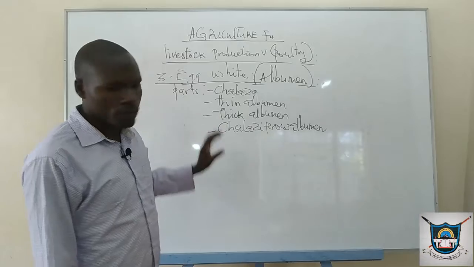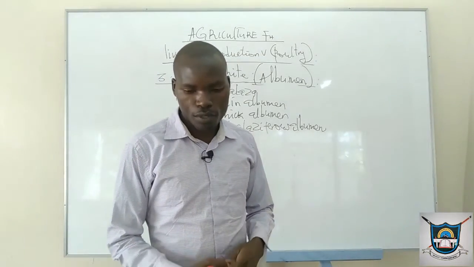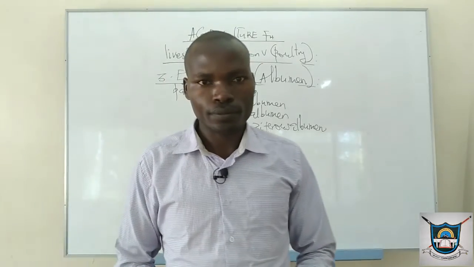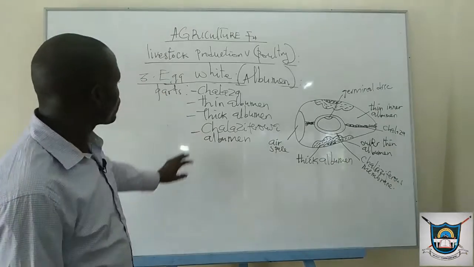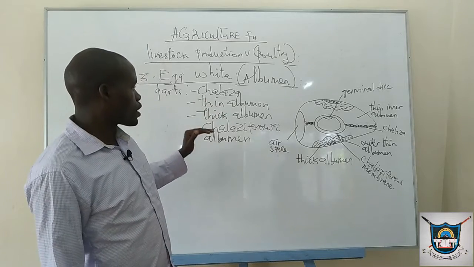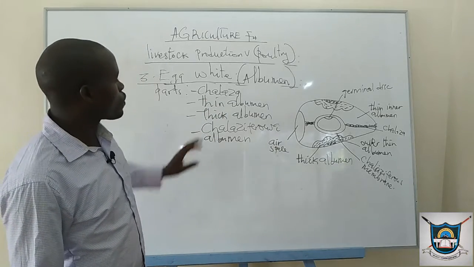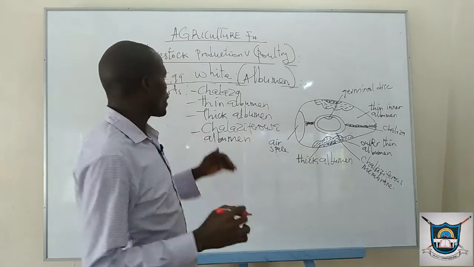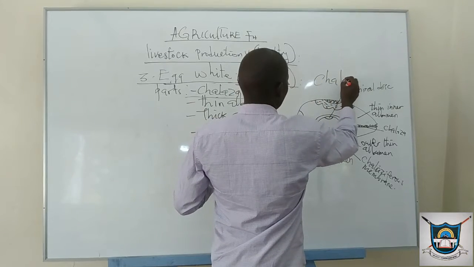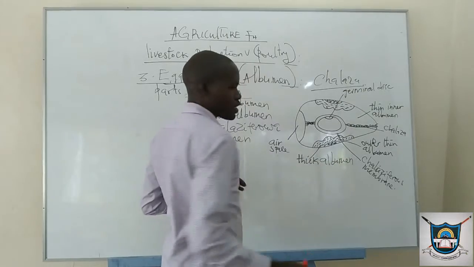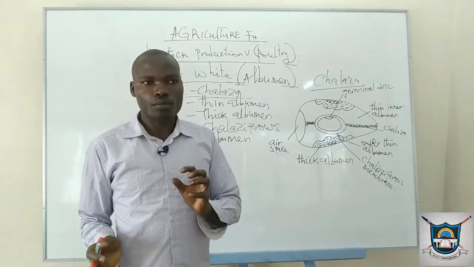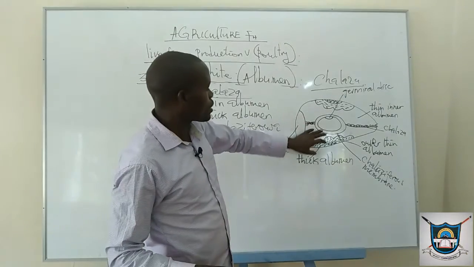From here, let me make a simple sketch for you so that you can interpret them well and see in a diagram how these parts appear. We have seen the chalaza, thin albumen, thick albumen, and the chalaziferous albumen. Of all these, the diagram here represents the chalaza, which is the central part within the egg. It has various parts as indicated in this diagram.